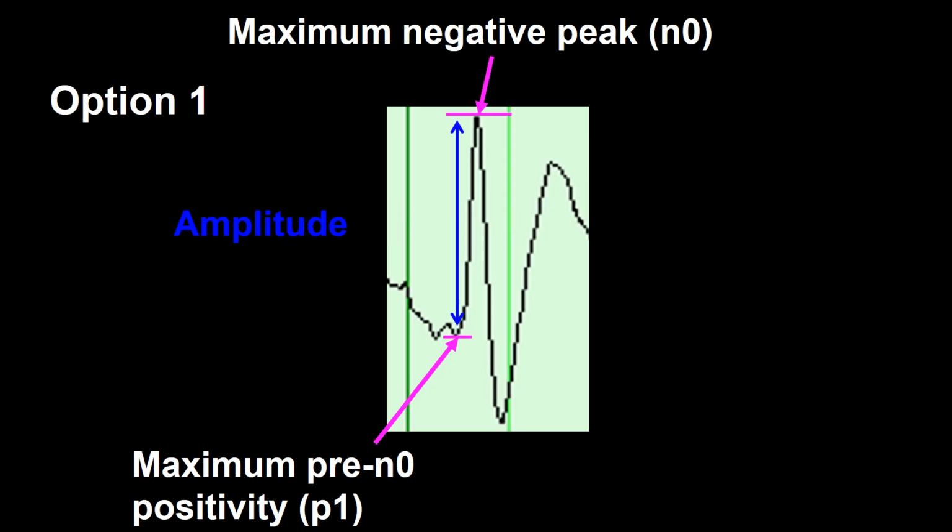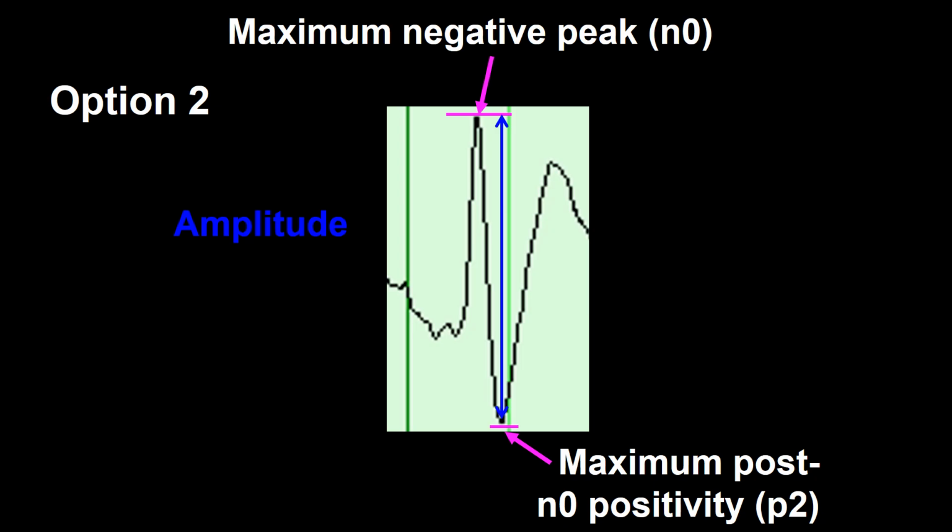One method of measuring amplitude is from the maximal positivity before the maximal negativity to the peak of the negative wave. Another method to gauge amplitude is from the peak of the negative wave to the positive peak of the same wave.